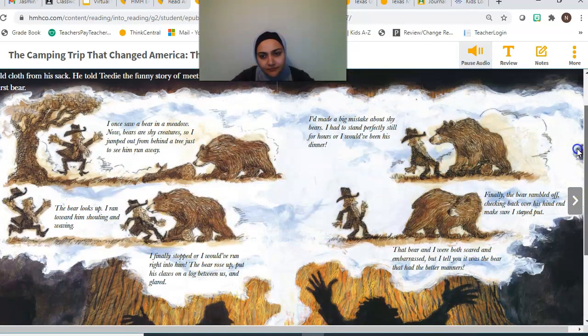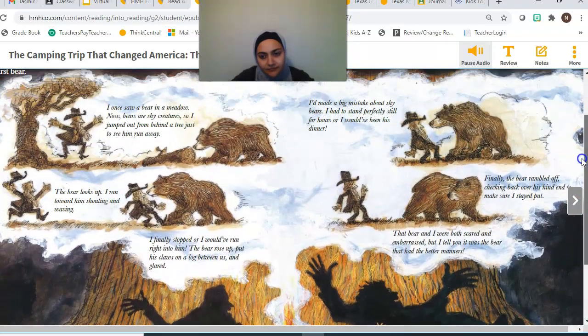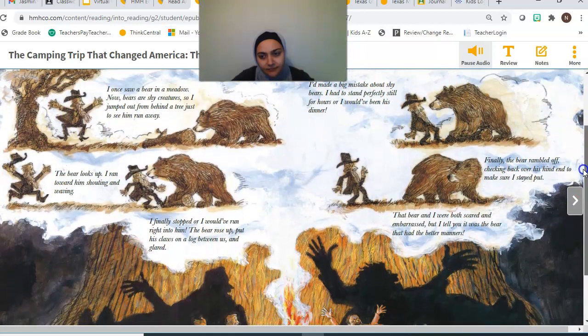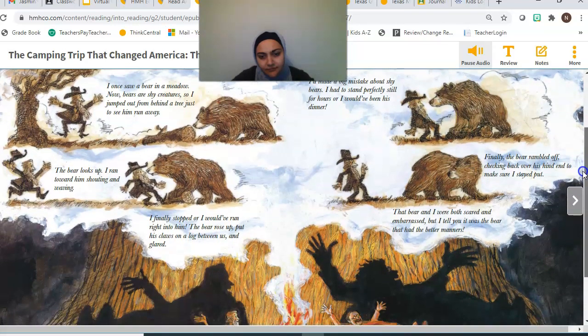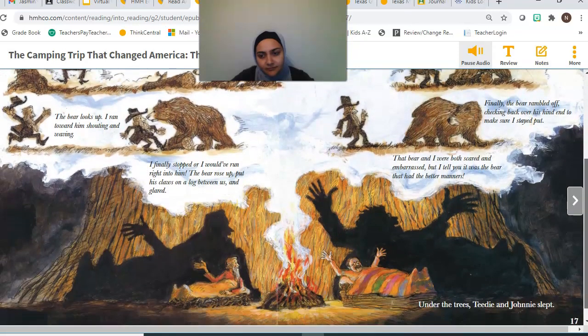Teedy laughed. "Was it a grizzly bear?" he asked. Johnny shook his head. "The only grizzly left in Yosemite today is this old tree. Hunters shot the last bear a few years ago."